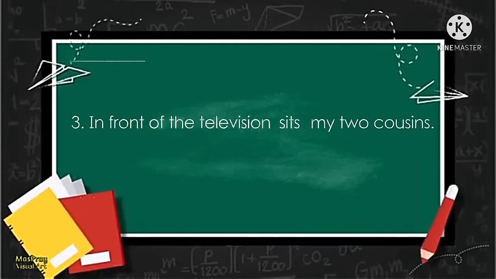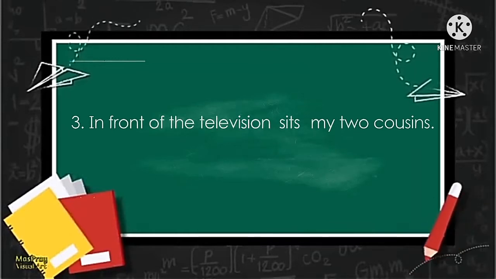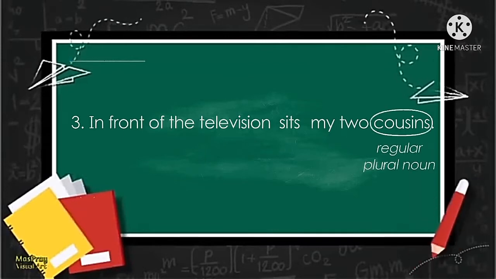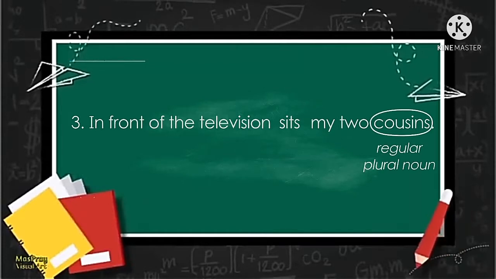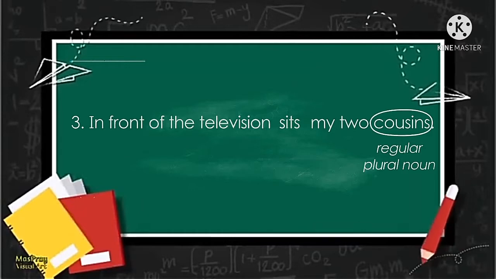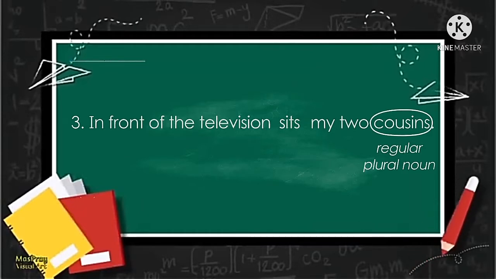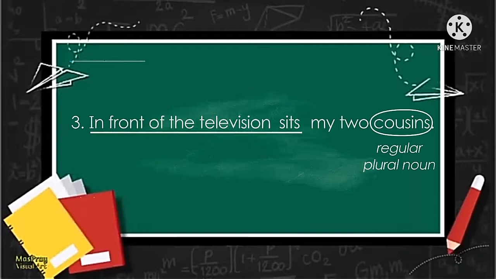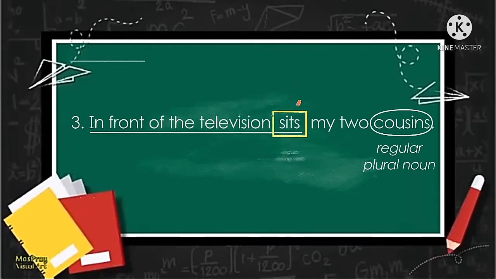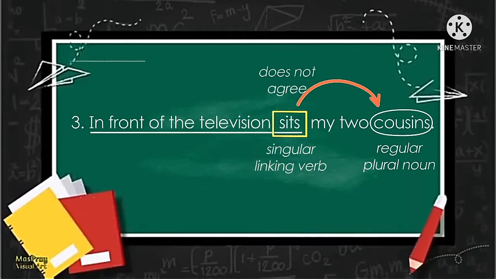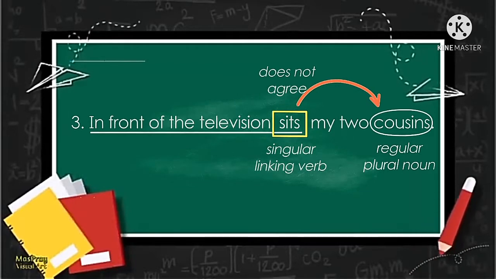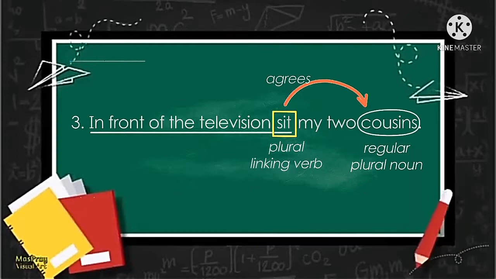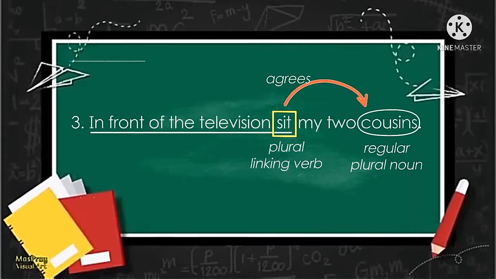Our third sentence is, in front of the television sits my 2 cousins. What are we talking about in that sentence? That's right, cousins. Since the word cousins has the suffix s, it is a regular plural noun. Now let's find out the predicate in that sentence. Correct, in front of the television sits. Now let's identify the verb used in that sentence. Sits. Sits is a singular linking verb and it does not agree with the subject cousins. It should be sit. So the correct sentence is, in front of the television sit my 2 cousins.